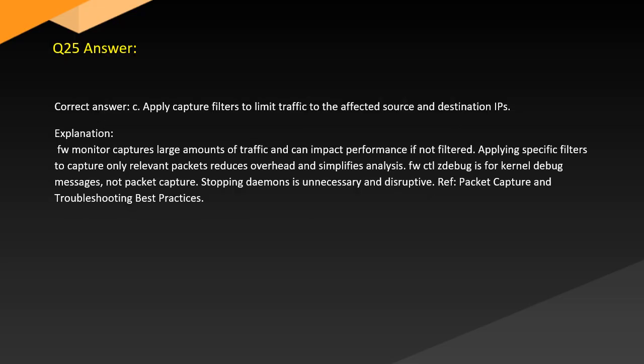Answer. Correct answer: C. Apply capture filters to limit traffic to the affected source and destination IPs. Explanation. fw monitor captures large amounts of traffic and can impact performance if not filtered. Applying specific filters to capture only relevant packets reduces overhead and simplifies analysis.